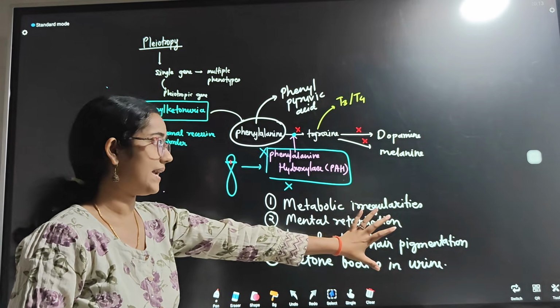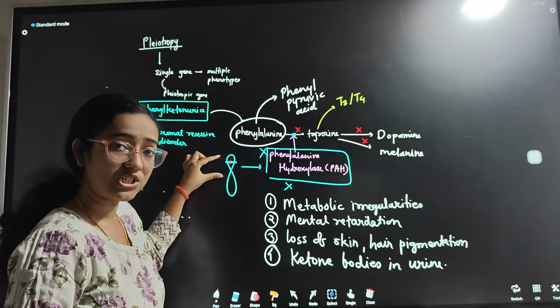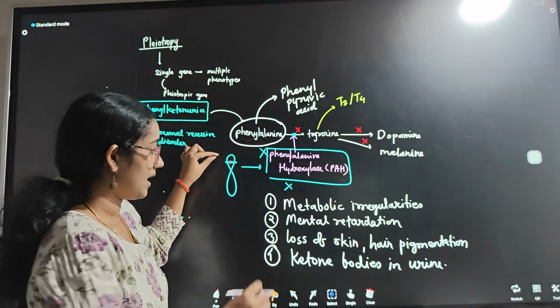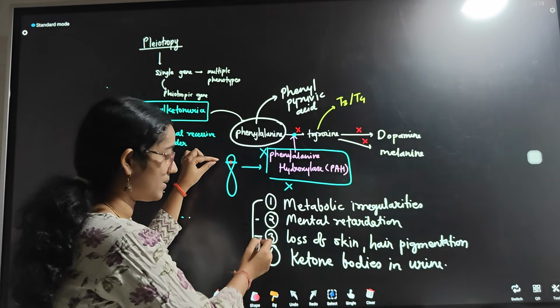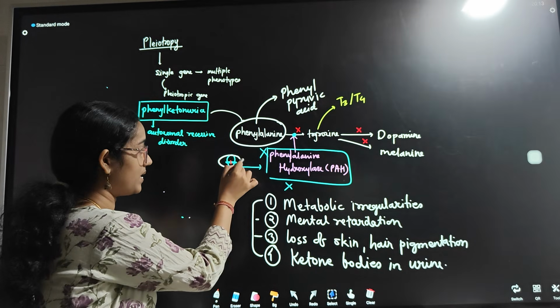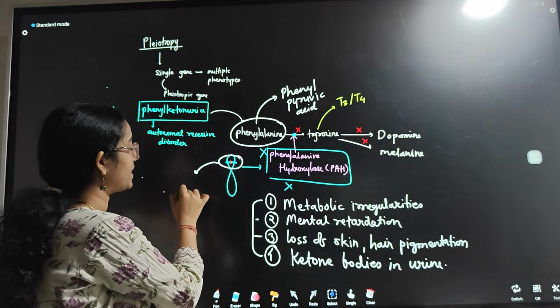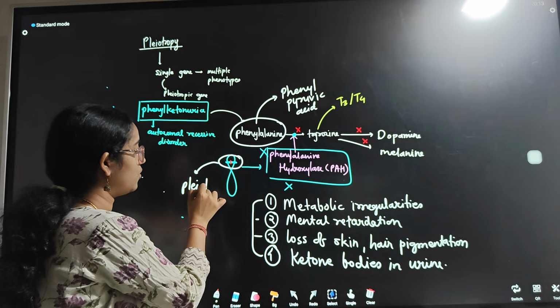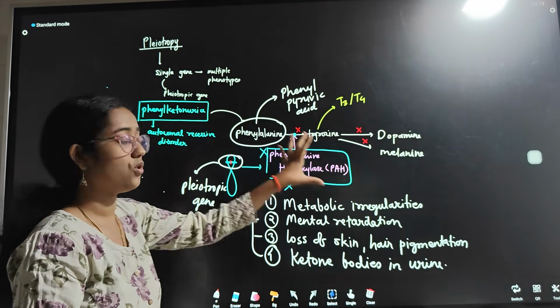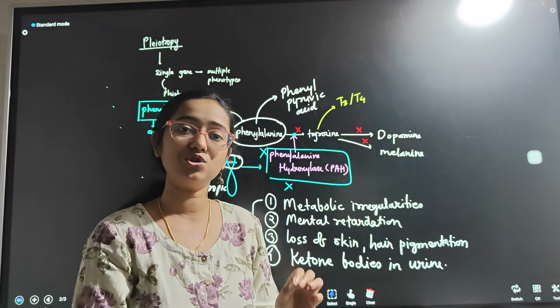Now you see that because of the mutation in this single gene, we are getting this many phenotypic expressions. So this gene would be called a pleiotropic gene, and this whole phenomenon is called pleiotropy.